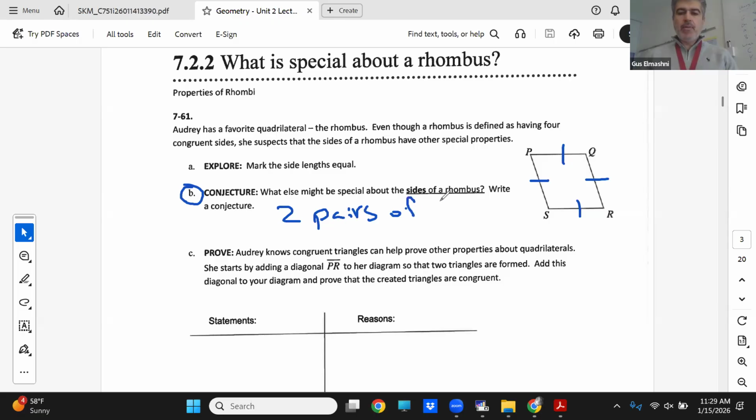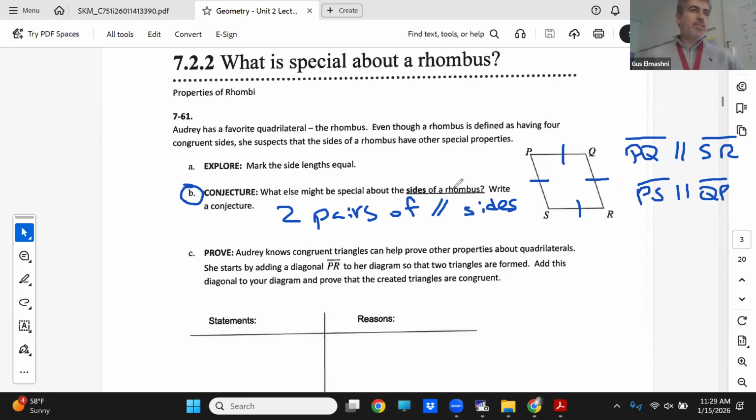You have two pairs of parallel sides. So PQ is parallel to SR, and PS is parallel to QR.